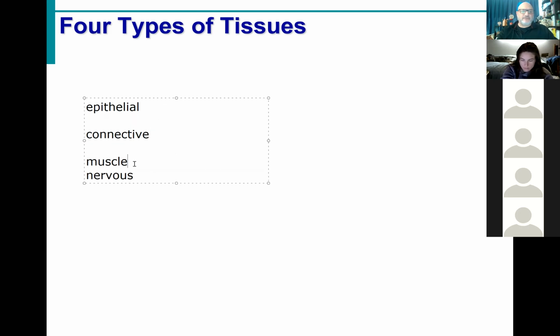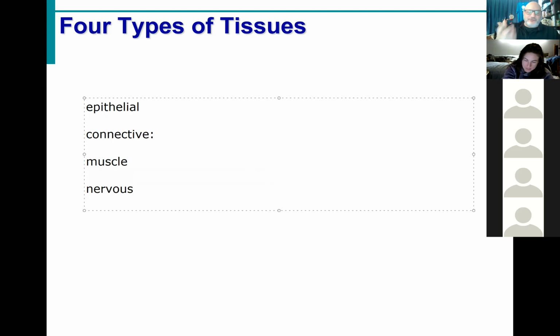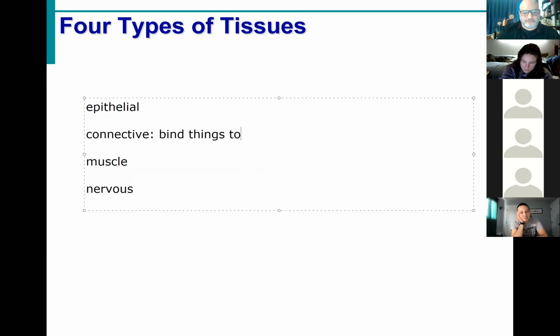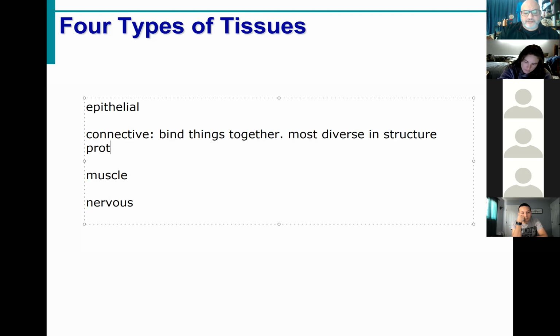What do connective tissues do? It connects. There you go. They connect. I love that. Yeah, absolutely. Connective tissues, among other things, bind things together. However, one of the interesting things about connective tissues is that they are the most diverse in structure. And if they're most diverse in structure, they're also going to be most diverse in function. So while they bind things together, they also offer things like protection, in the form of your skull or in the form of your white blood cells.